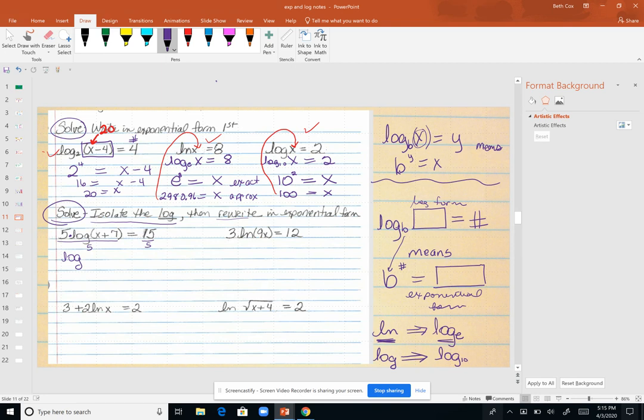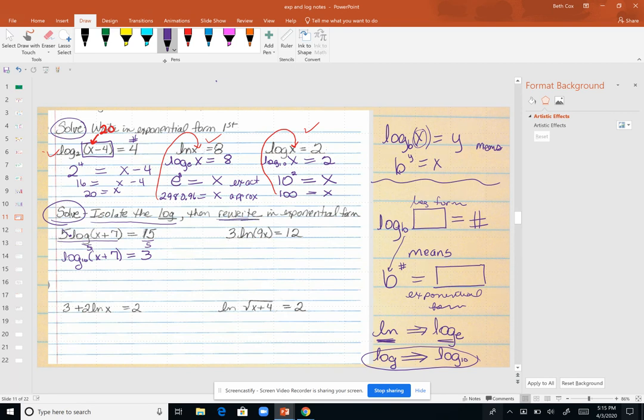log base, I don't see the base. Oh, don't forget. If you don't see the base, it's a 10. You can't see that now. Let me get log base 10 of x plus 7 equals 3. So now I've isolated the log.